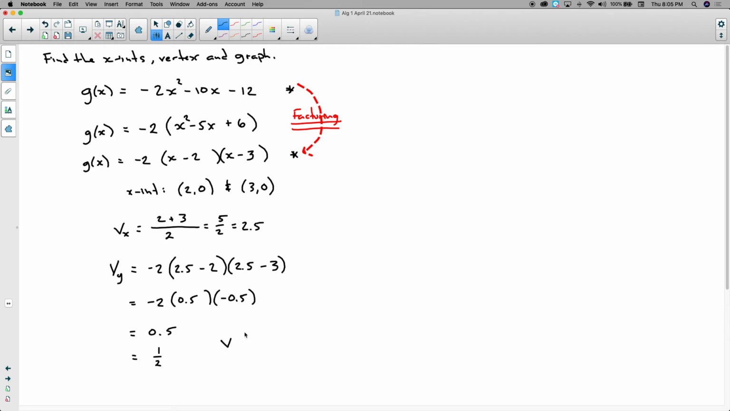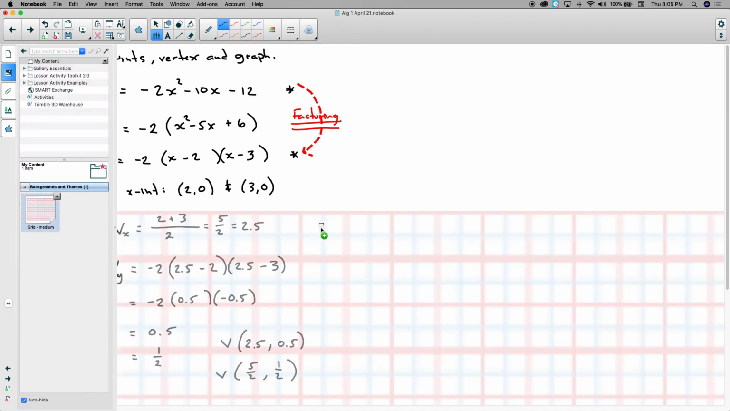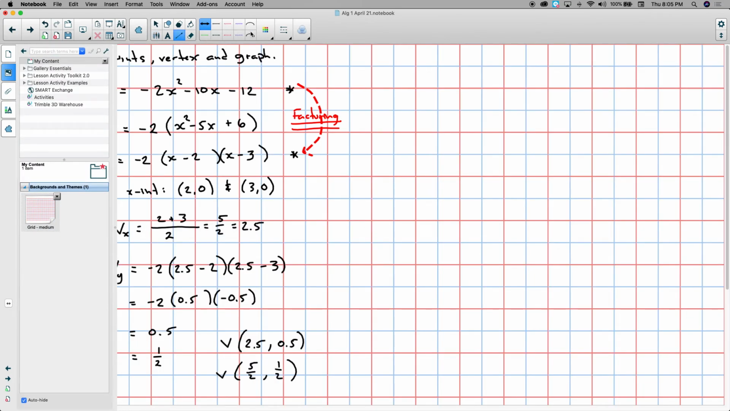Vertex: 2.5, comma 0.5. Or if you want to be a friend of fractions, 5/2, comma 1/2. X-intercepts, check, check, we got it. Vertex, check, check, we got it. Graph, we don't have it. Let's go get it. And then that's a wrap.